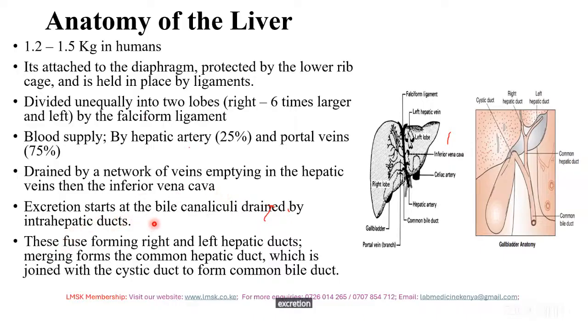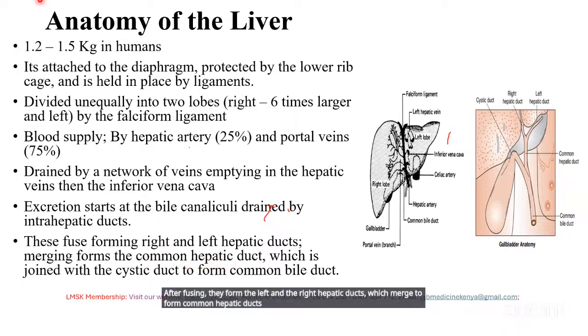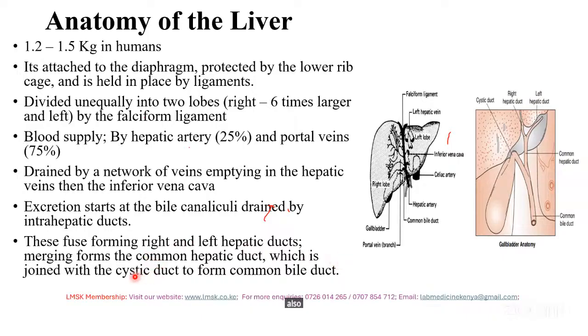Excretion starts at the bile canaliculi. This one is for the bile, and it's drained by intrahepatic ducts, which fuse. After fusing, they form the left and the right hepatic ducts, which merge to form the common hepatic duct. The common hepatic duct also fuses with the cystic duct, which is from the gallbladder, to form the common bile duct, which will drain the bile into the GIT to assist in digestion.